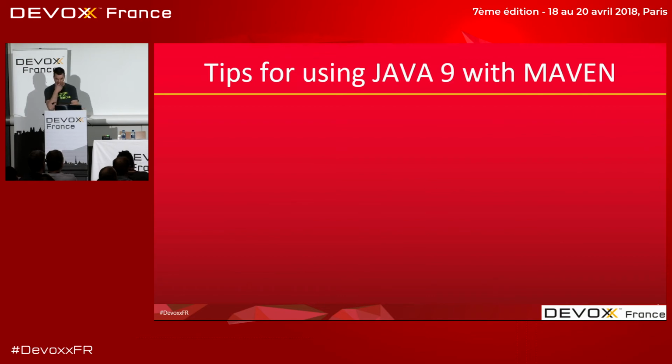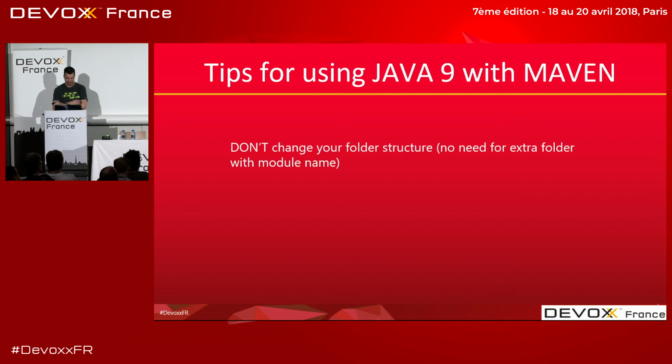So some tips when you want to start using Java 9. Don't change your folder structure. If you take a look at the talks on other conferences, most of the time they use the Java compiler directly on the command line. But we're using Maven here, so there's no need for this extra directory folder with the module name in it. Just keep source main Java, and there you can put your module descriptor.